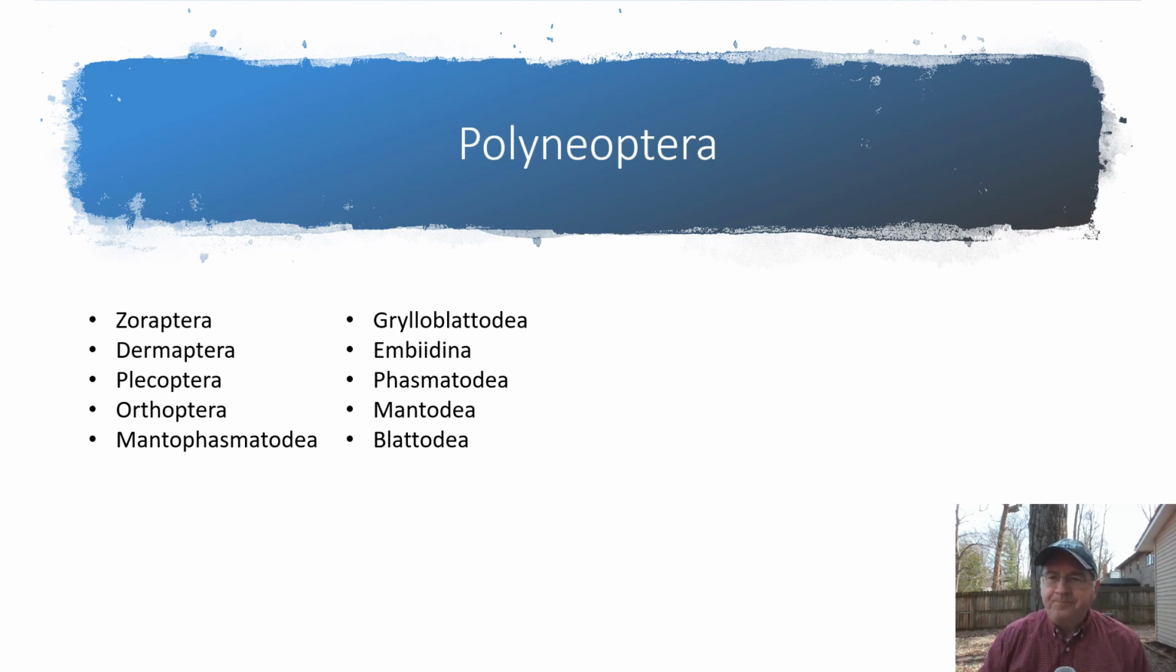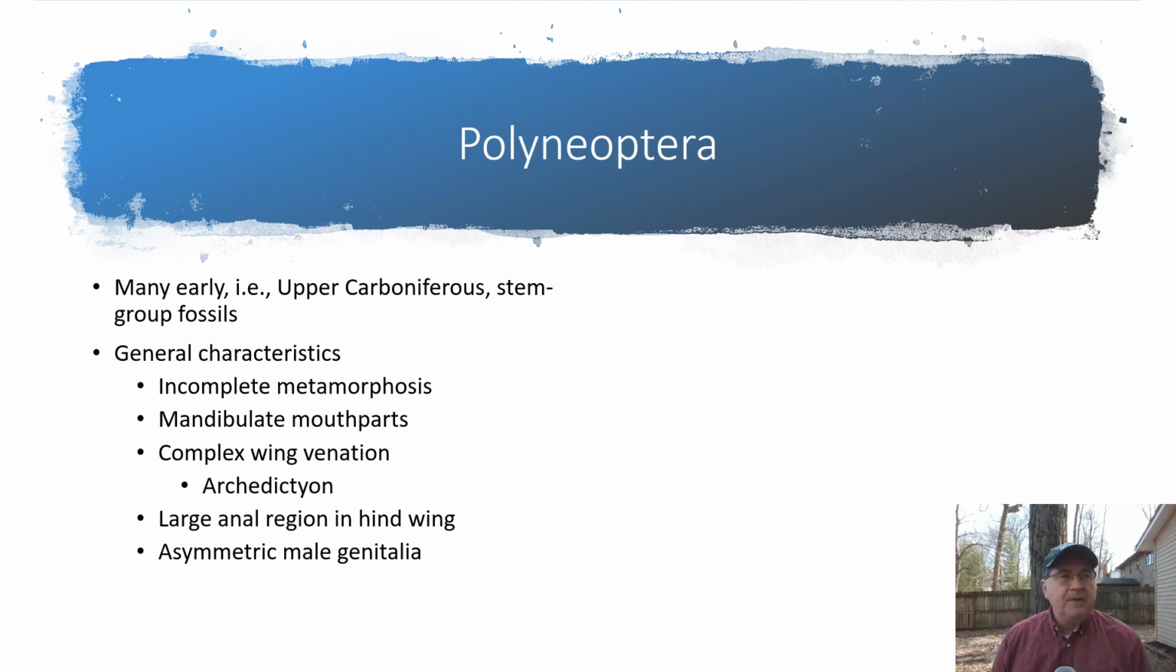So what can we say about the Polyneoptera in terms of its characteristics? They are represented in the fossil record by many early fossils, and by early I'm talking about the Upper Carboniferous. This is the time when the first winged insects appear. Many of these represent stem group fossils. Usually we think of the living species as the crown group, crowning the top of the phylogenetic tree, and further down, more basal, we see these things appearing as stem groups. And of course, as stem groups, they retain lots of plesiomorphic characters.